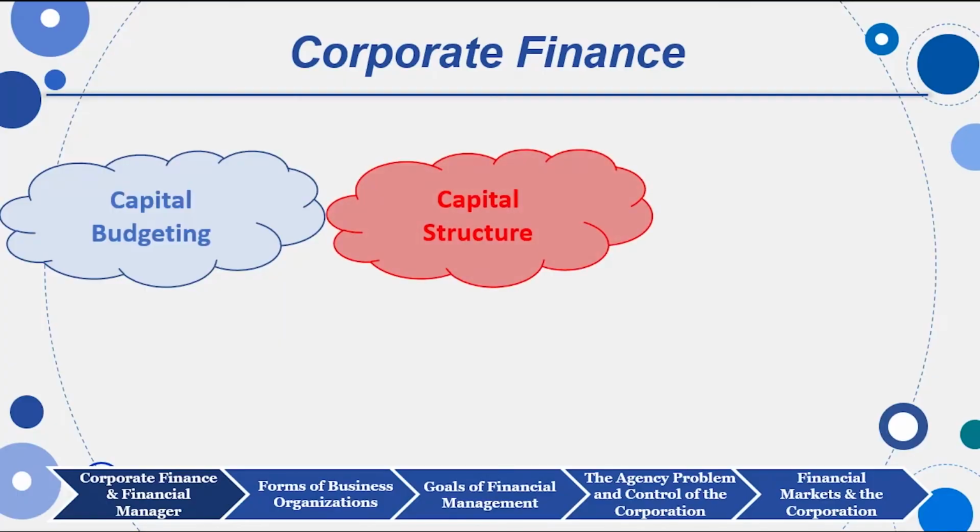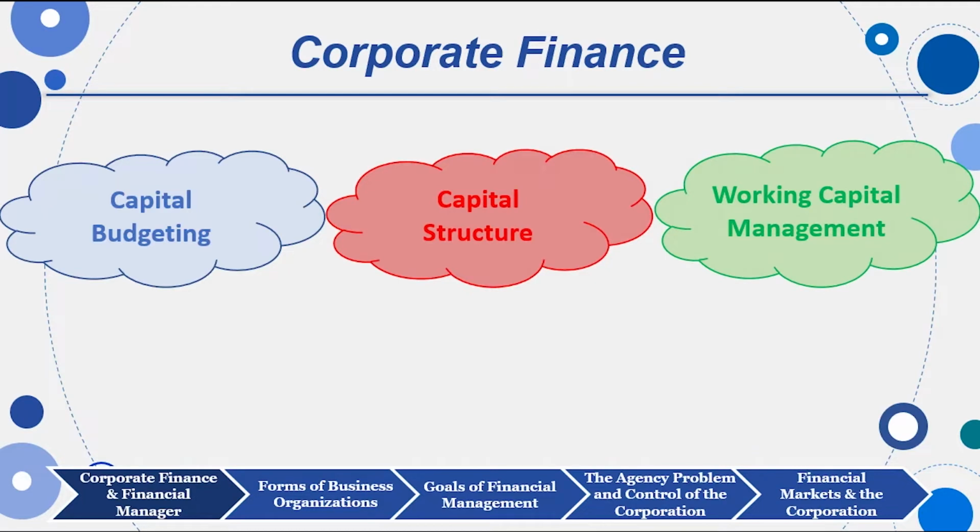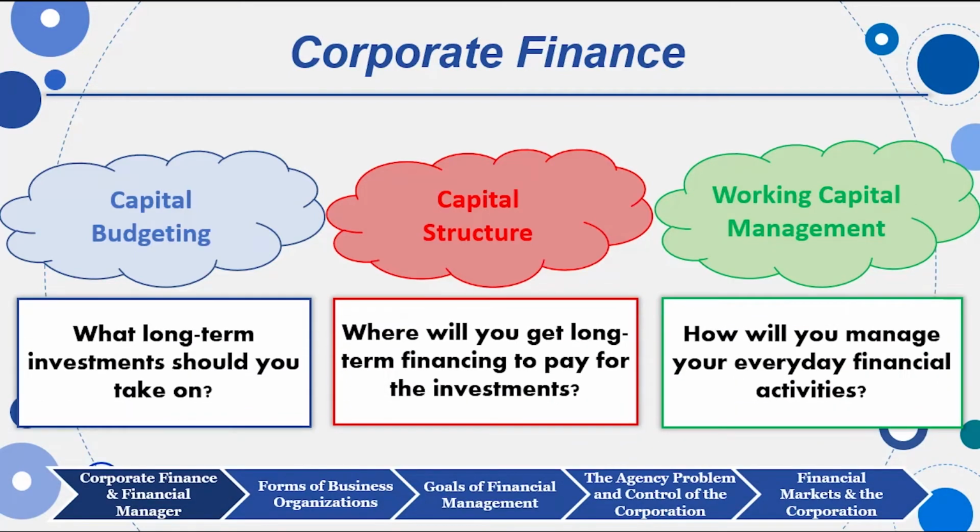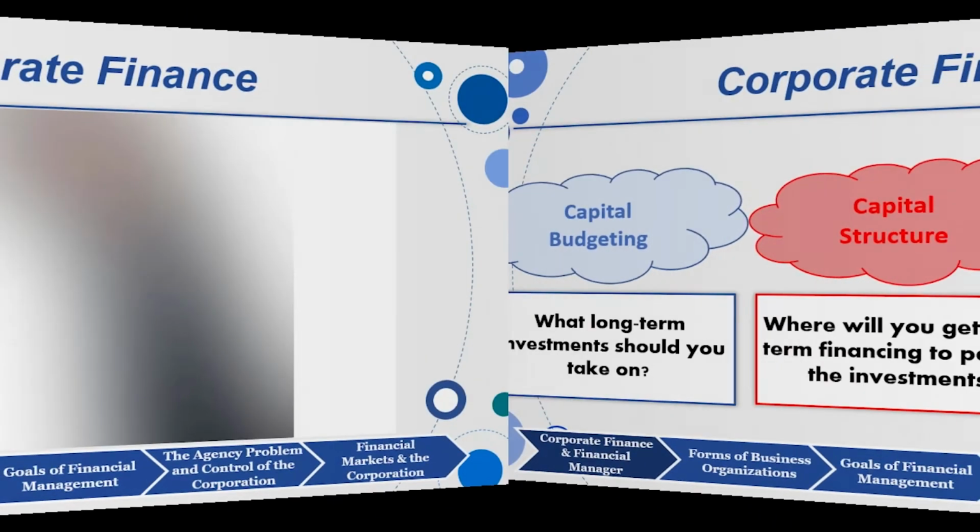What are the key questions asked in corporate finance? These deal with capital budgeting, capital structure, and net working capital management. Now, question number one, what is capital budgeting? What long-term investments should I take on? What is capital structure? Where am I going to get the money to pay for those long-term investments? Typically property, plant, and equipment. And capital structure deals with debt and equity. And working capital management, you all know from prior classes in accounting or finance that working capital is current assets minus current liabilities. And basically, how do we manage our everyday financial activities? Very, very important, and we'll go over that in some detail.